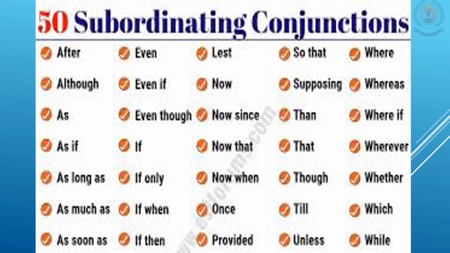So if I ask you the question, what are subordinating conjunctions? Yes, can you explain? Right, fine. A conjunction that joins two statements, one of which is dependent on the other, is called a subordinating conjunction. That is, if you take a sentence, there can be a main clause and a subclause. To join this main clause and the subclause, we use a conjunction, and that conjunction is called a subordinating conjunction. Here I have given you 50 very commonly used subordinating conjunctions.